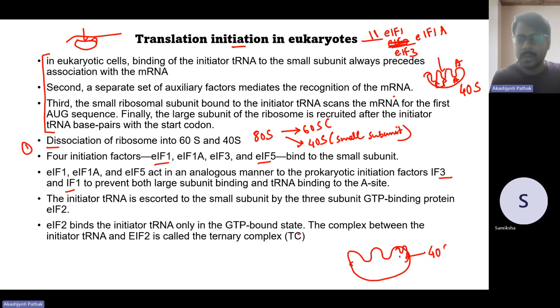This is the 40S. In the 40S, this is the A site, for example, this is the E site. At the P site, what happens? The initiator tRNA is recruited. And for this, which initiation factors are required? There are these three initiation factors, EIF1, EIF1A, and EIF5.